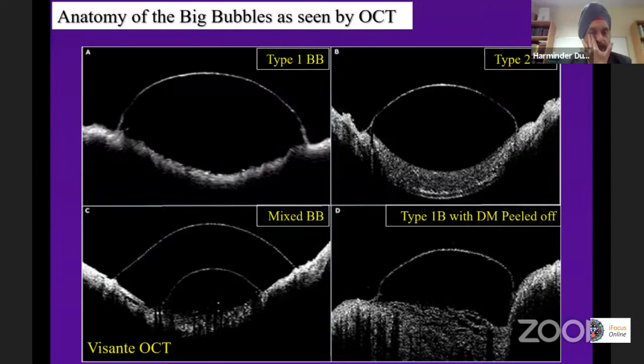Now look at the OCT anatomy of these bubbles, and we'll talk a bit about OCT as well.